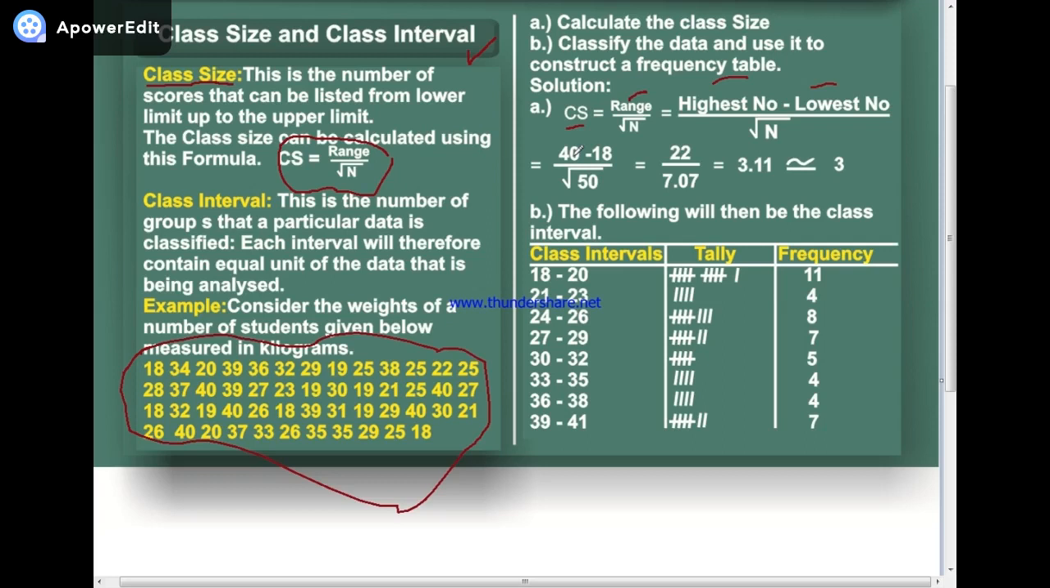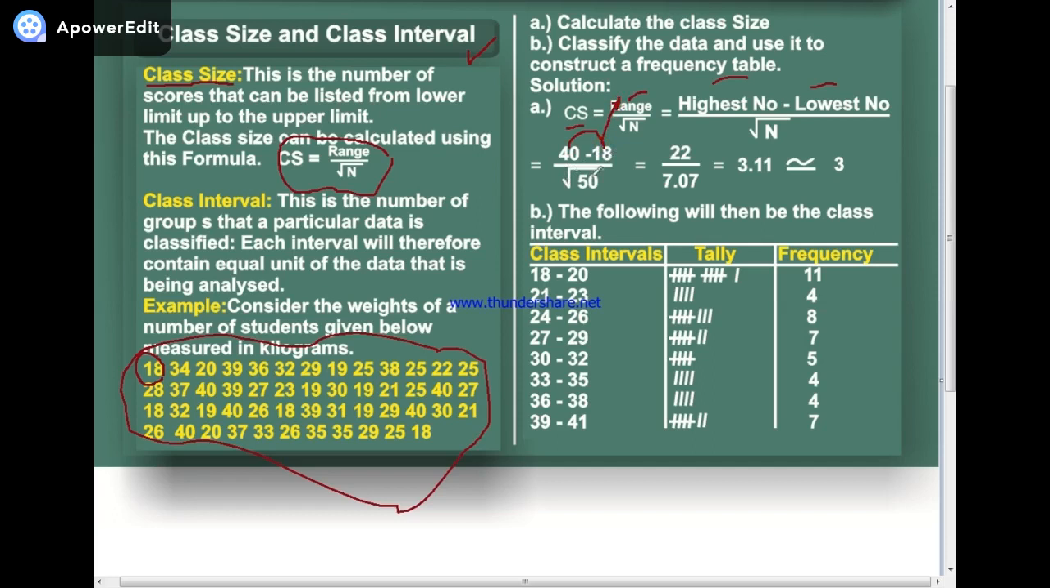And the minimum number, that is the lowest number, if you look at it very well, you will see that your lowest number here is 18. So you write 18. That is how we arrive at 18 here. That is maximum number minus lowest number, which will give us our range, divided by the square root of n.